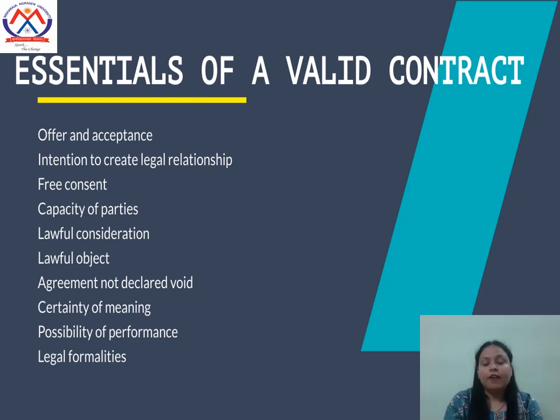Lawful object. Every agreement is made with some objective, with some purpose. The object of entering into a contract or agreement should not be illegal. It should not be opposed to any kind of public policy. So whenever an agreement is made, its object should be lawful. For example, A promises to kill B for some cash. This kind of contract will not be valid because killing a person is a punishable act under the IPC. Therefore, this kind of promise is unlawful and void.